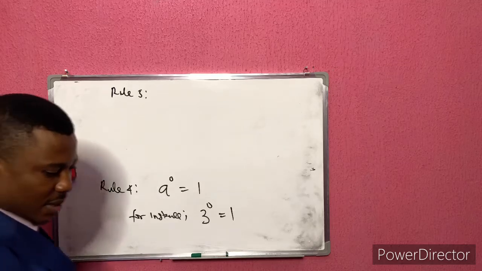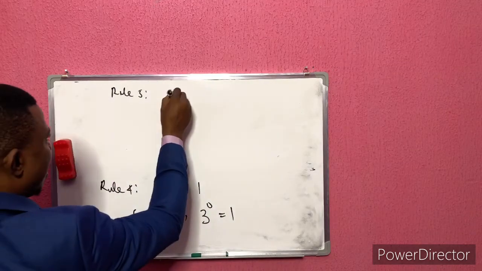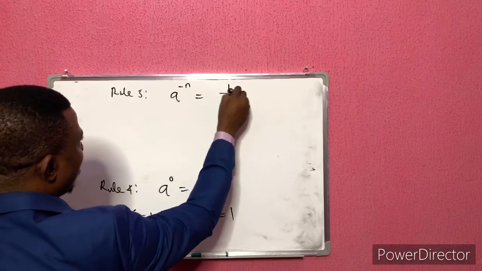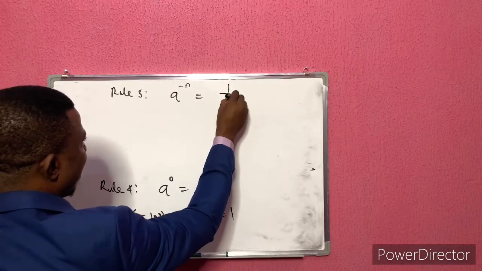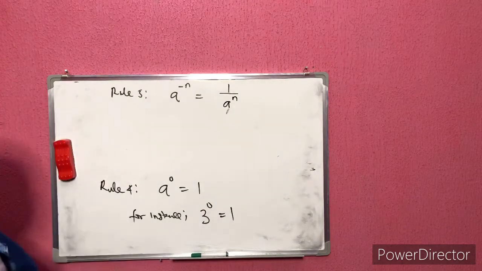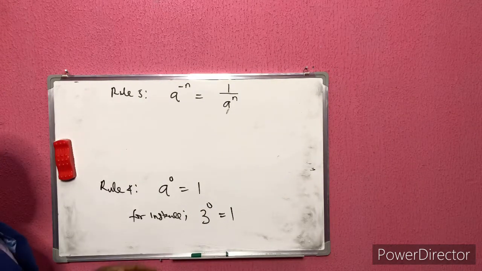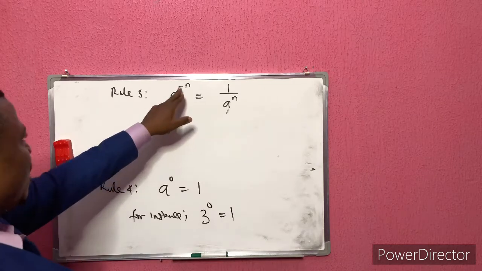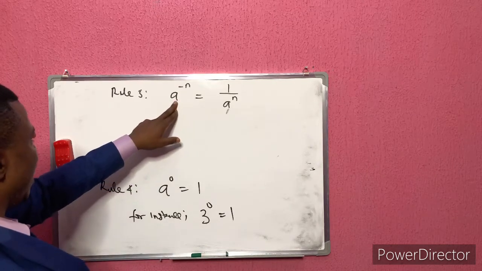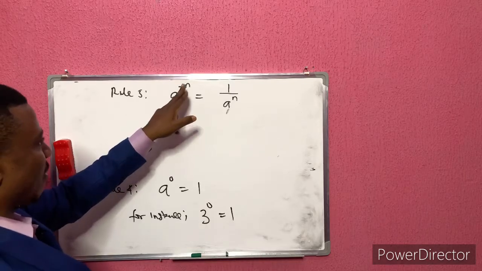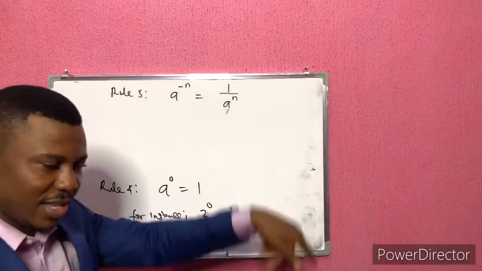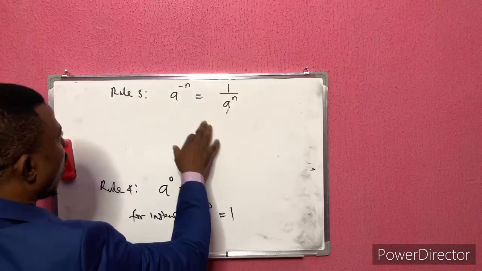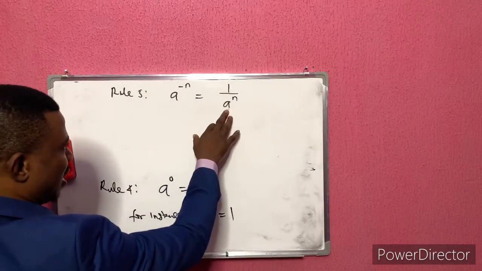Then rule 5. A raised to the power minus n is equal to 1 all over a power n. This is what we call the power of negative power. When you have a base raised to a negative integer power, you are going to have the reciprocal of that base raised to the power of the integer.